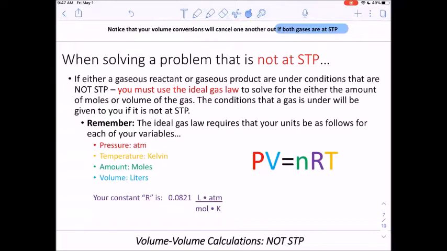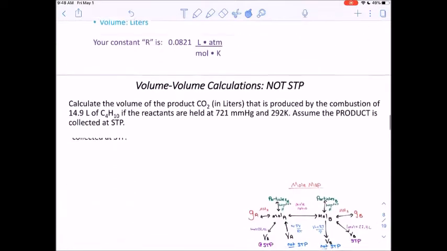The ideal gas law, remember, requires your units to be atmospheres for pressure, Kelvin for temperature, moles for the amount, and liters for the volume. And your constant R is always that 0.0821 liter atmospheres per mole Kelvin. So in our equations, PV equals nRT. So that's what we're going to be using to solve, which means you won't be doing a straight dimensional analysis problem. You'll actually have to stop the problem to use this equation to solve for different pieces.